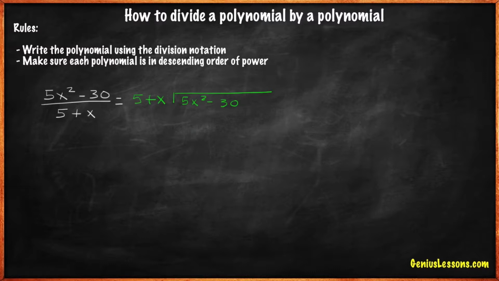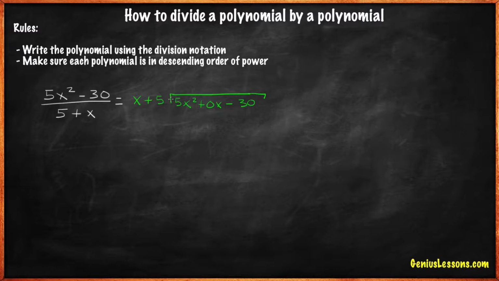Stop. We need to put the polynomials in a descending order of power. Instead of 5 plus x, we need to write x plus 5. And on the inside, we are missing an x term, so we will write the inside as 5x squared plus 0x minus 30. Now we are ready to start.